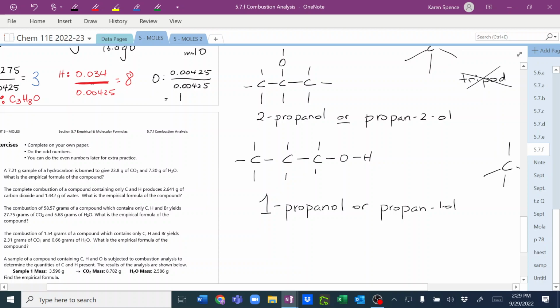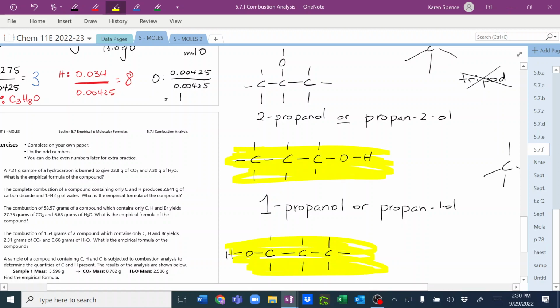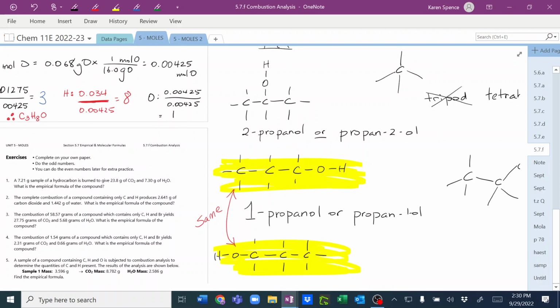Yes. So if we drew it like this, it is the same structure as the one above. Yes, these two are the same. They're identical. Is propan-2-ol the same? No, because it's got it on the central carbon. Yes? So that is different.